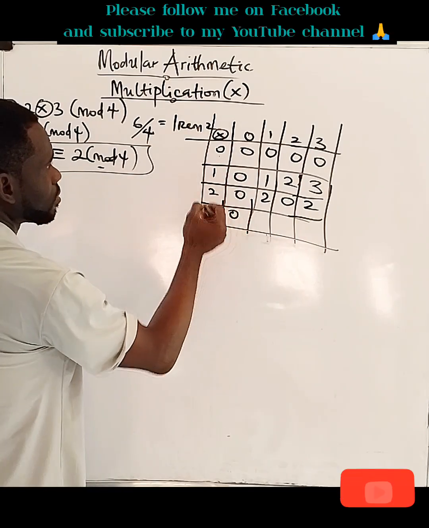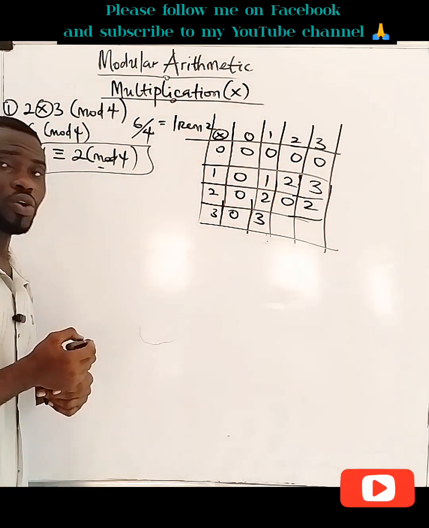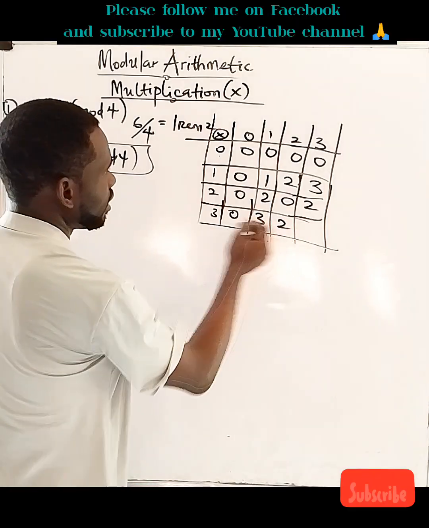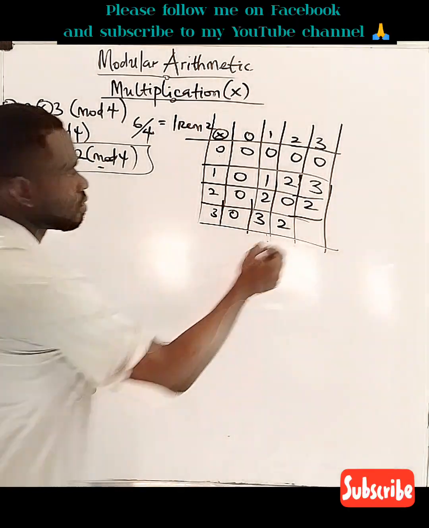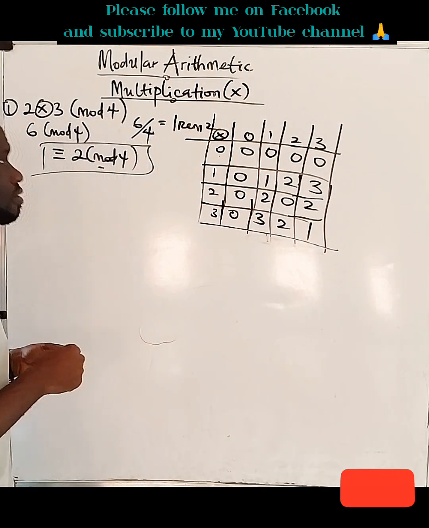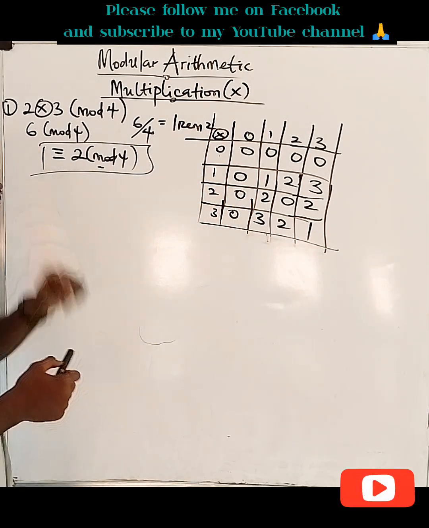3 times 0 is 0. 3 times 1 is 3. 3 times 2 is 6. 4 in 6 is 1, remainder 2, so write our 2 here. 3 times 3 is 9. 4 in 9 is 2, remainder 1. Write our 1 here. So the table is ready. It's a perfect table.